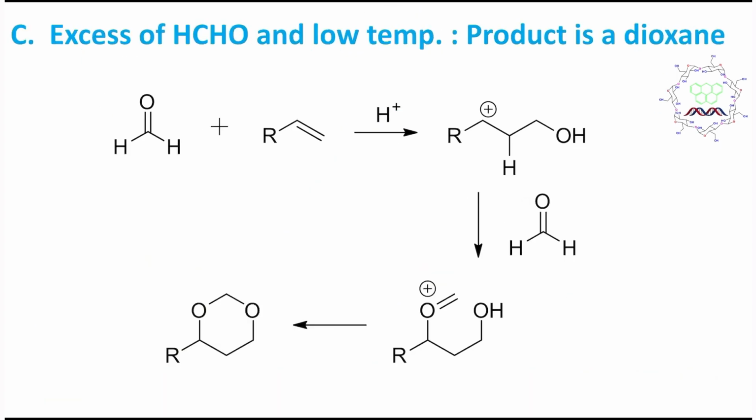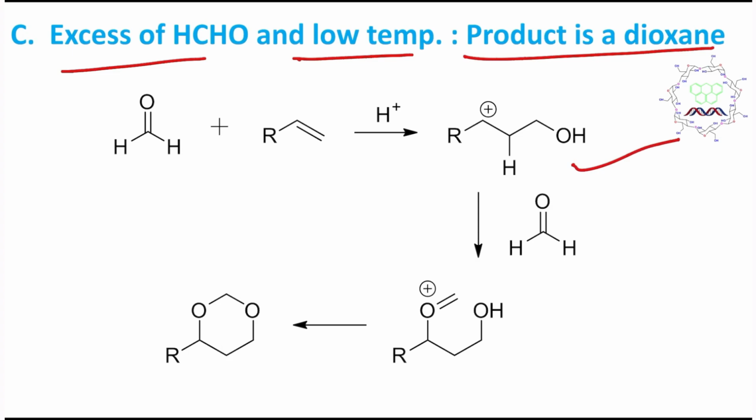Fine. Now let's come to the third point, that is excess formaldehyde and low reaction temperature, and in this case the product is dioxane. Dioxane is a cyclic ether having 2 oxygens. Now in a similar way this will be produced, and since we have taken excess of aldehyde, this excess aldehyde is acting as nucleophile because it is present in the reaction medium in excess, so it will attack. So after attacking, this oxygen will have a formal positive charge, you can see here.